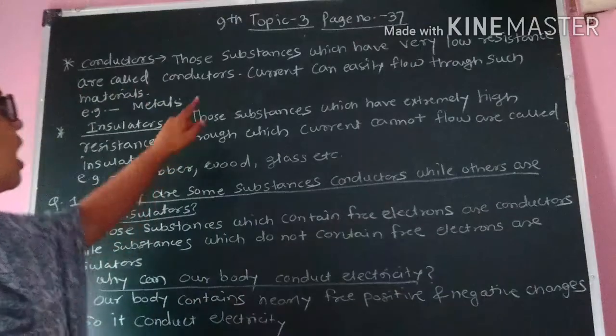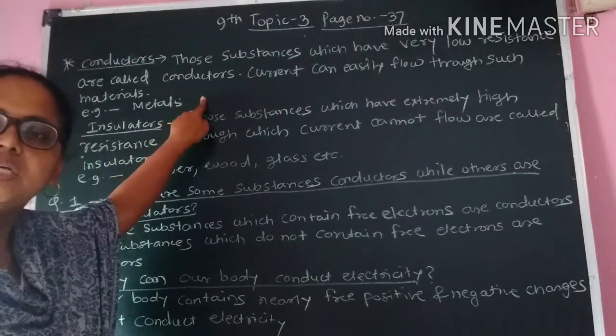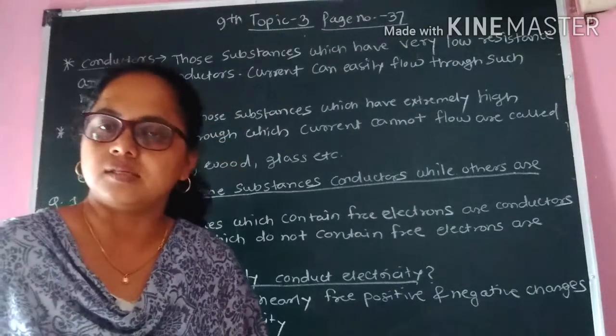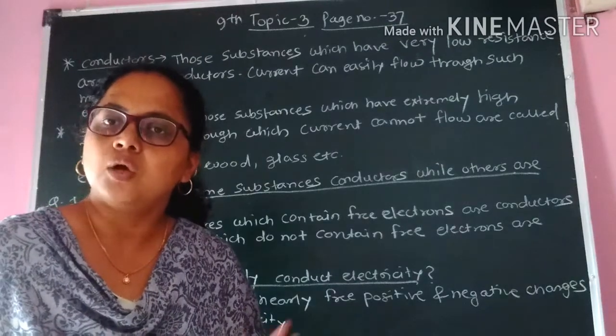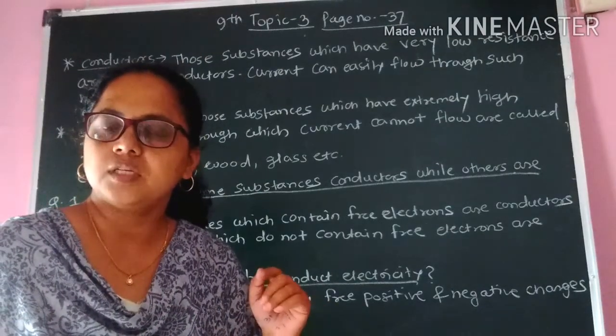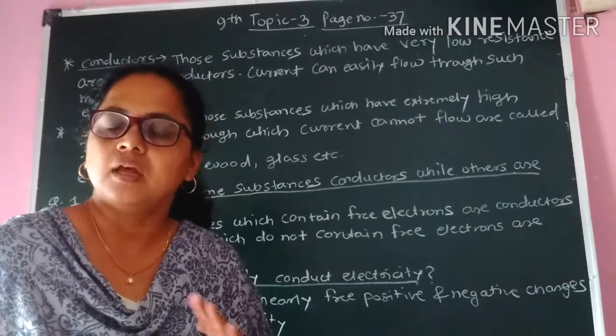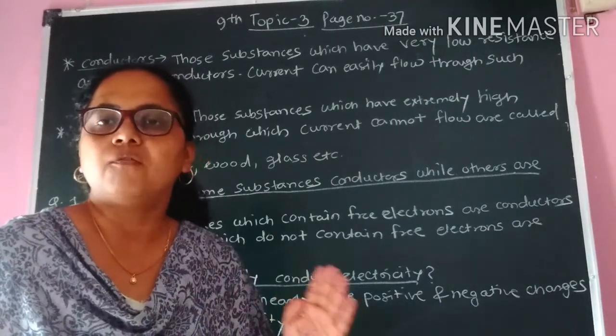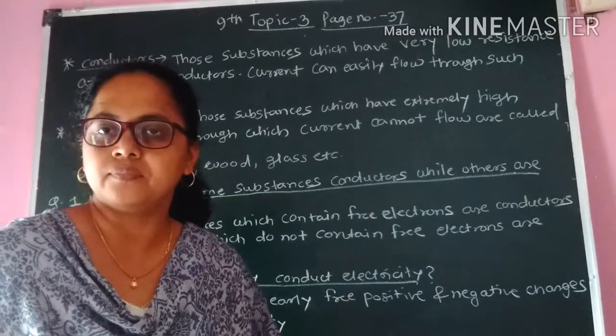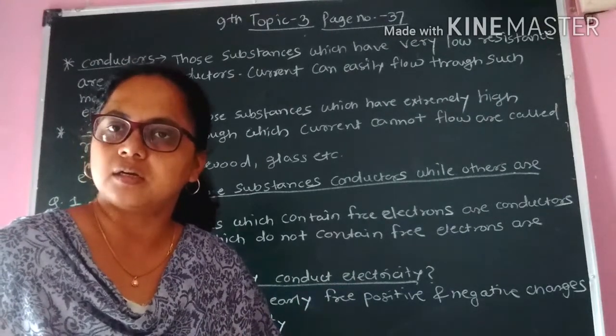The conductors are those substances which have very low resistance. Resistance means to oppose. So metals do not oppose much; they have very low resistance. They do not oppose the flow of current through them, so they are called conductors.